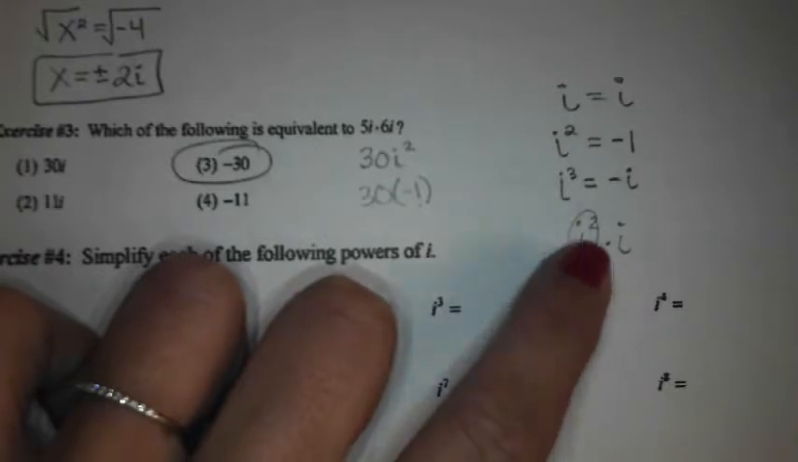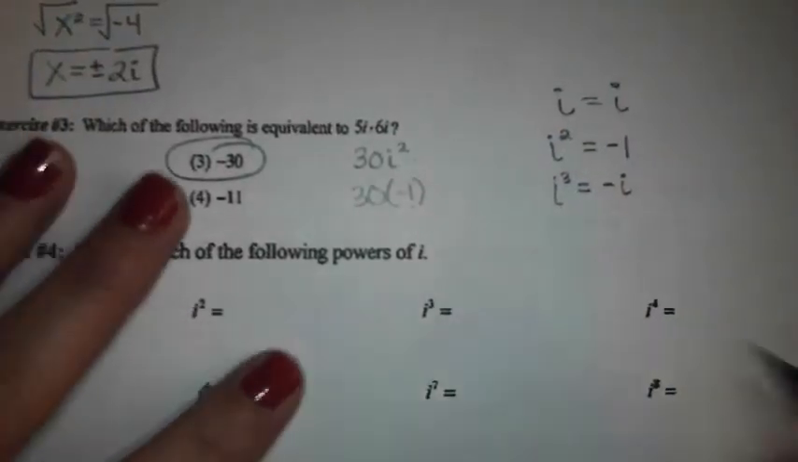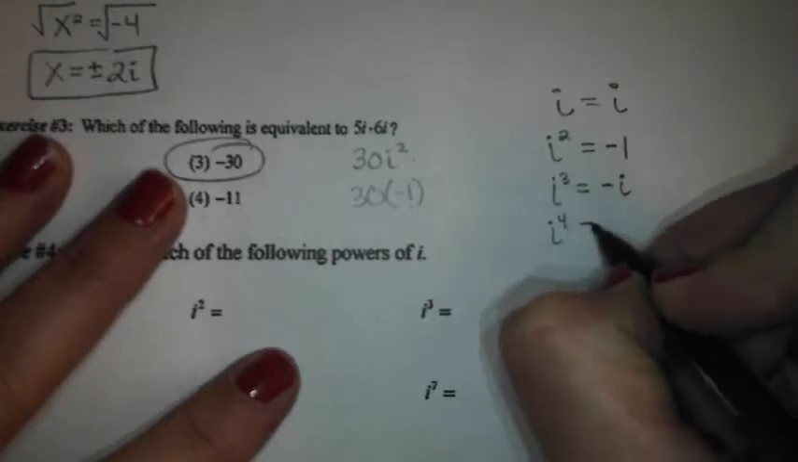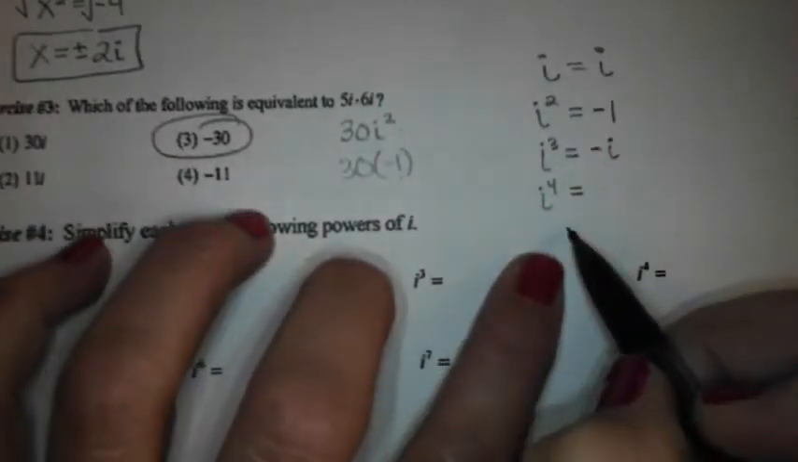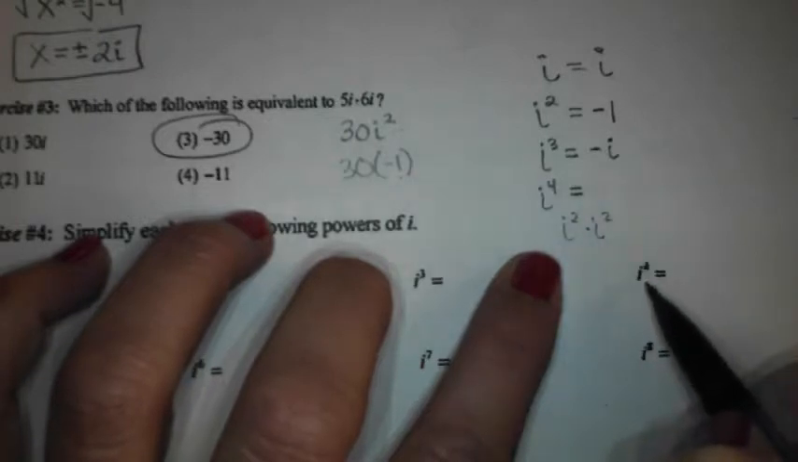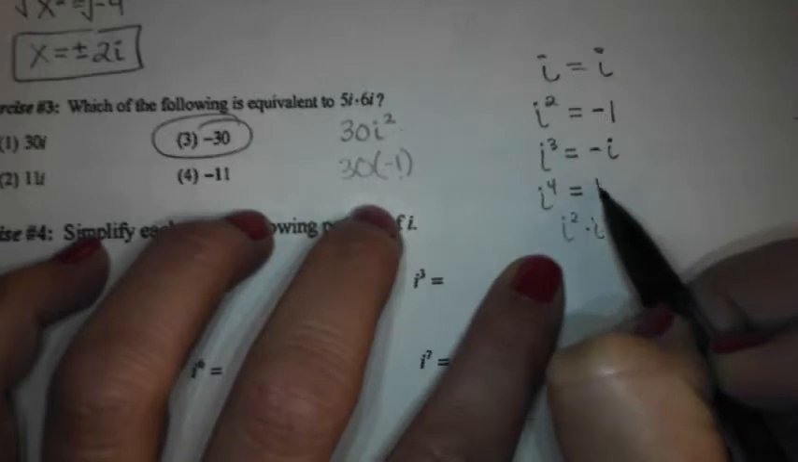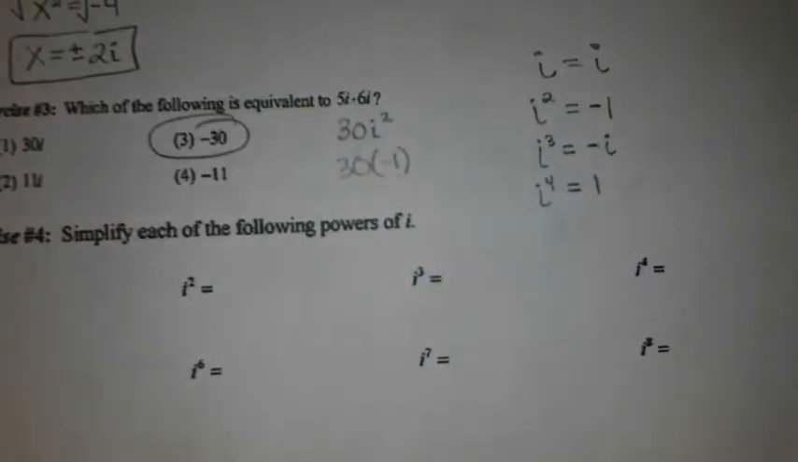Right? Negative 1 times i is the same thing as negative i. So an i to the third power would be replaced with negative i. i to the fourth. Correct me if I'm wrong, but isn't i to the fourth the same thing as i squared times i squared? What's negative 1 times negative 1? 1. So if you see an i to the fourth, it's just 1.